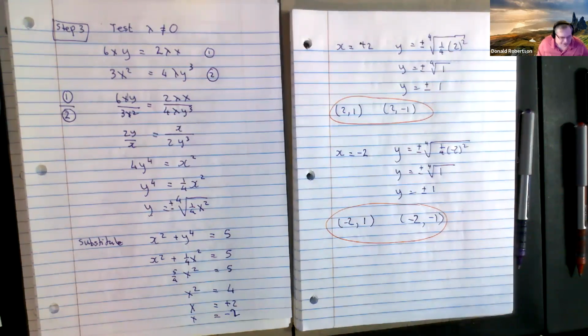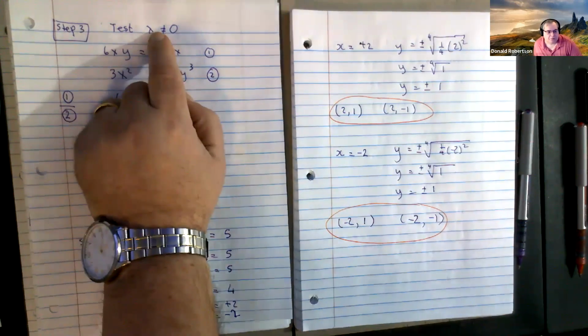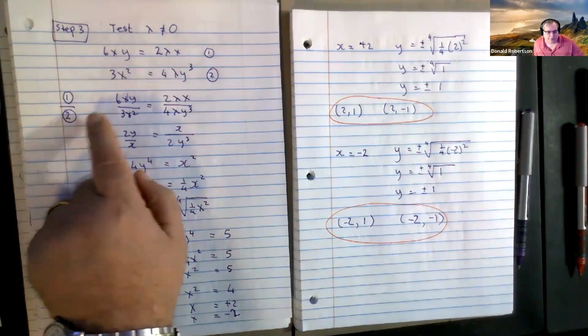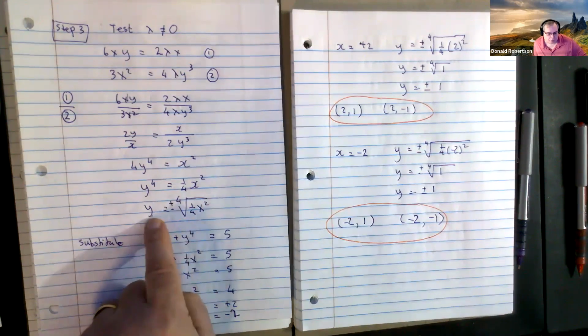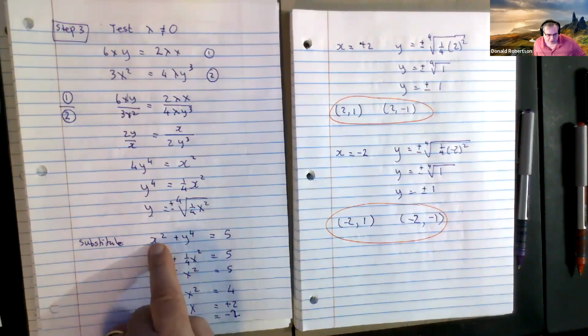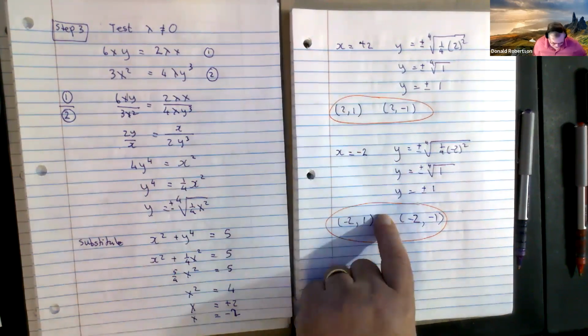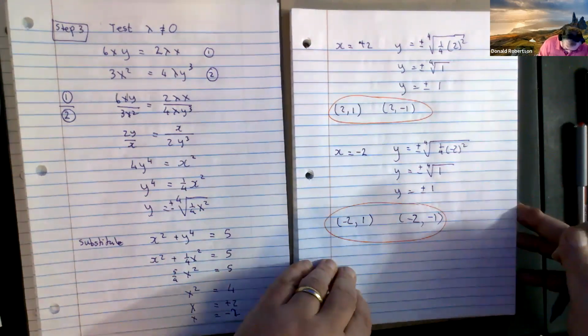So step 3 is make lambda, assume it's not 0, divide the 2, find a connection that has y in terms of x, use it in your constraint, and solve. So step 4 coming up.